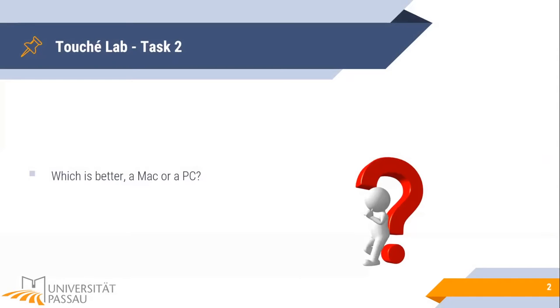So a quick recall for the task 2 of the Touché lab: given a comparative question, for instance, which is better, a Mac or a PC, the task 2 of the Touché lab consists of retrieving and ranking documents, mainly based on argumentation mining from the ClueWeb12 to help answer the comparative question.